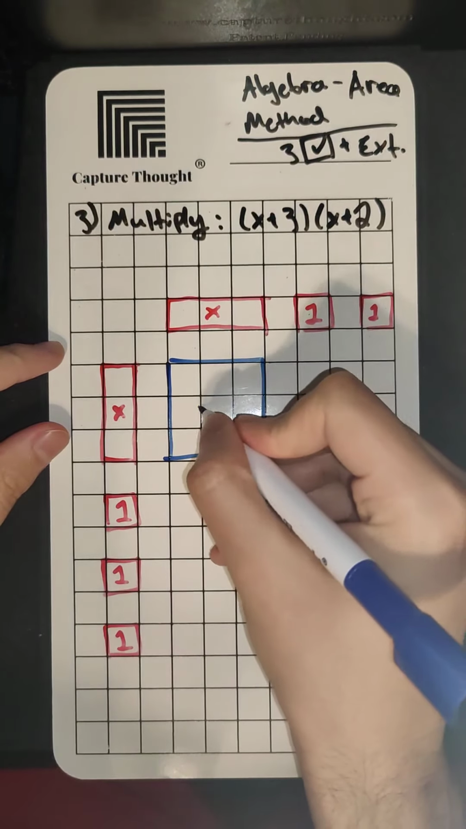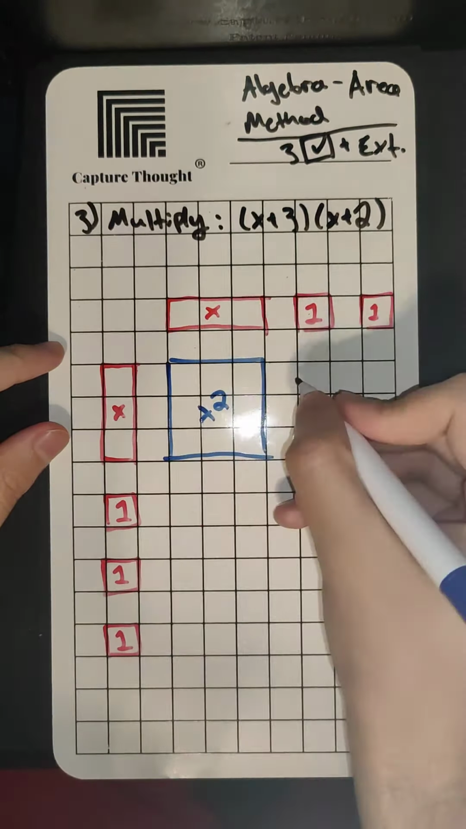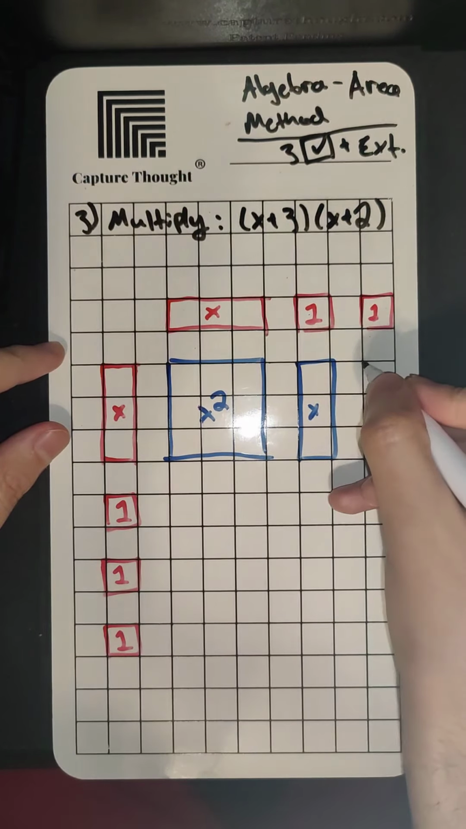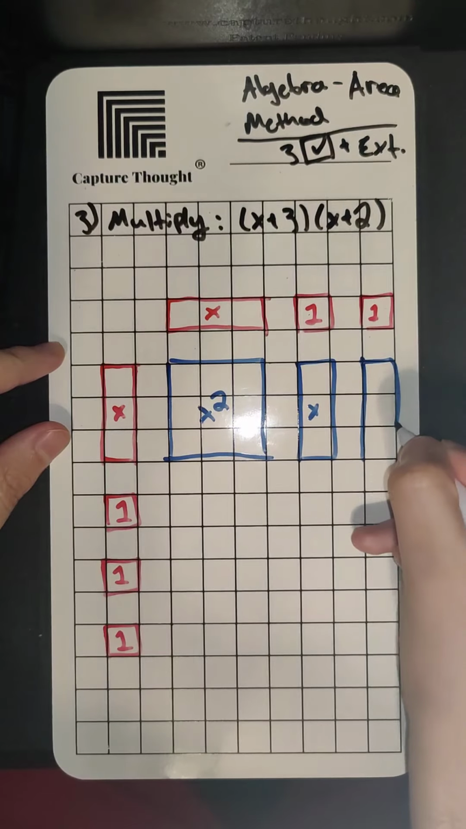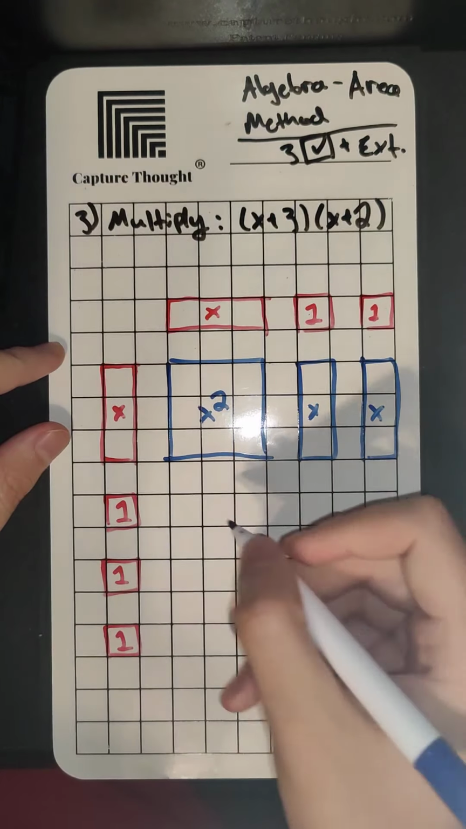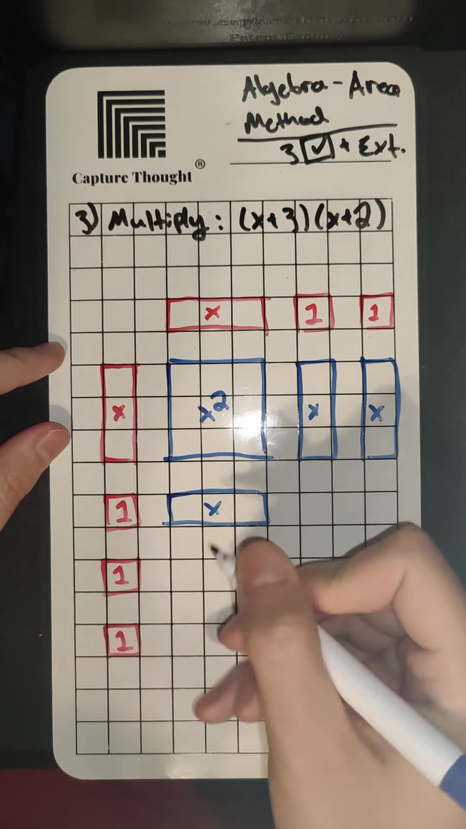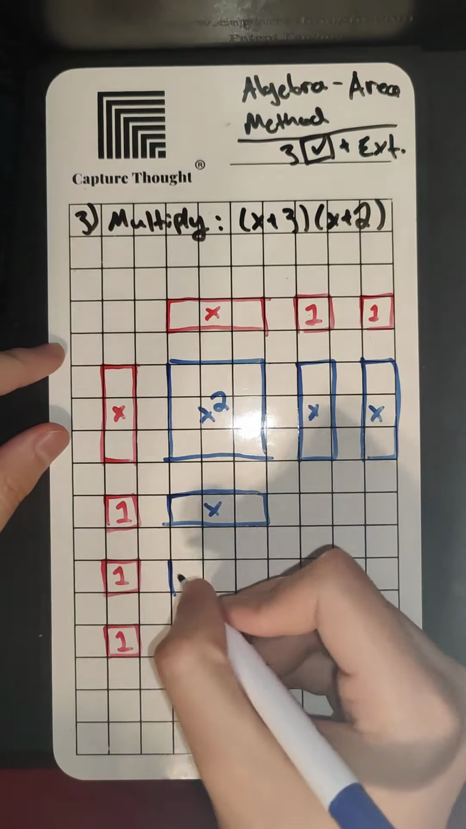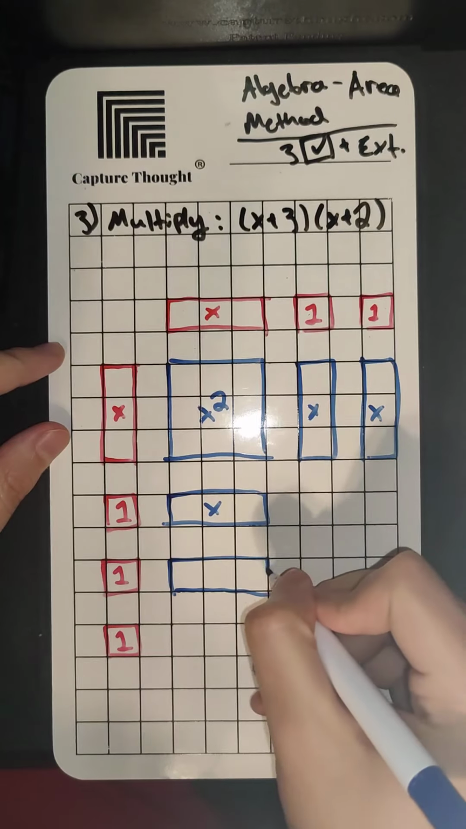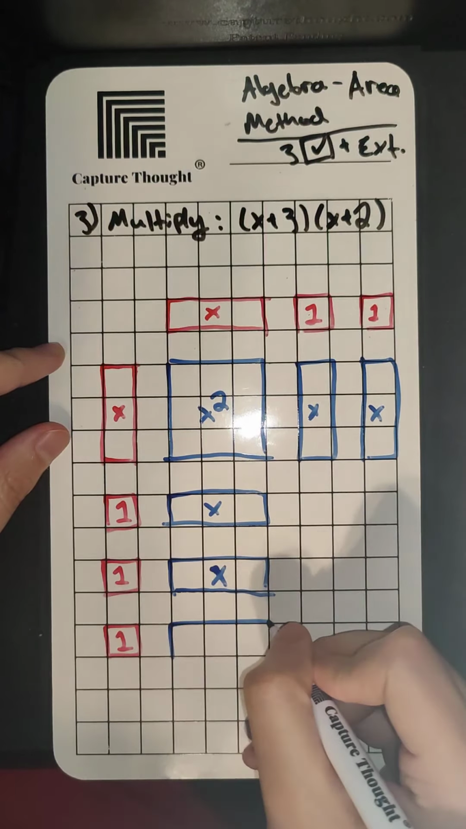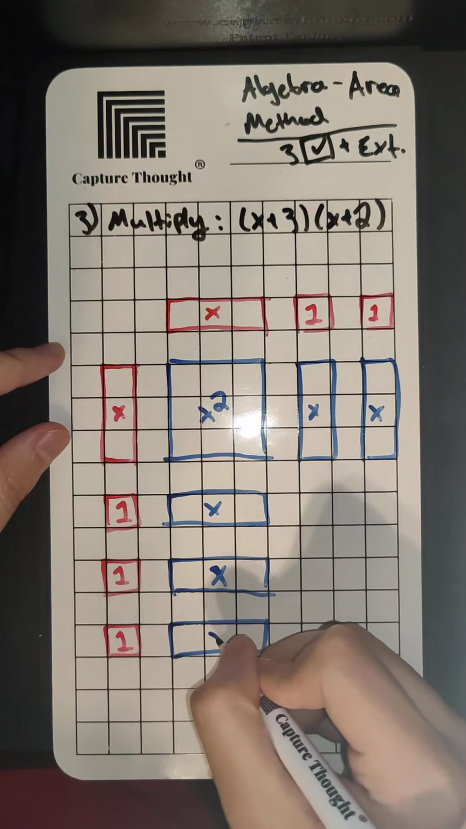X times x gives x squared. X times 1 gives x. X times another 1 gives an x. X times another 1, x. X times another 1, x. And then finally x times another 1 unit gives x.